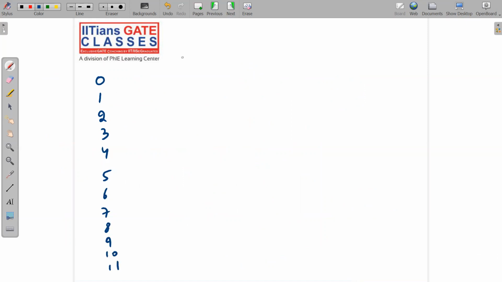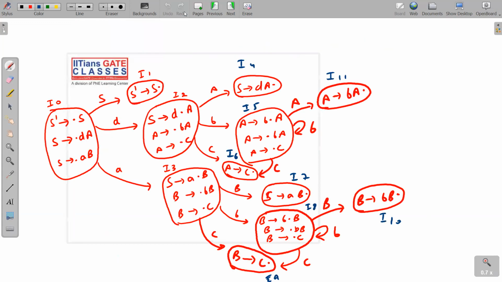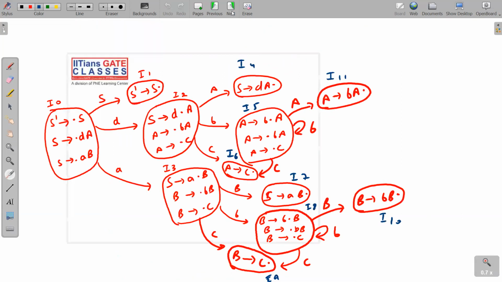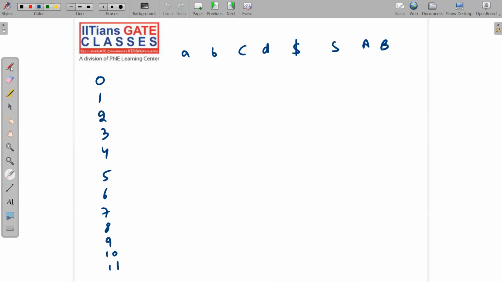Okay. And what are the terminal symbols? A, B, C, D, and dollar. You can check it out yourself. See here, what are the terminal symbols? A, B, C, and D, as well as one dollar will come. And the non-terminals are S, A, and capital B. Now we will try to make the table.